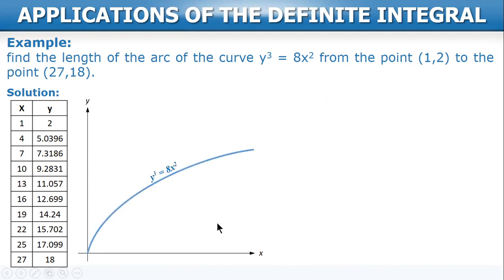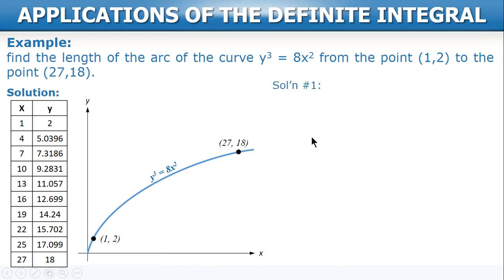Okay. When x is 0, y is equal to 0. So our concern is only from point (1, 2) to (27, 18). What's the length of the arc between these two points?